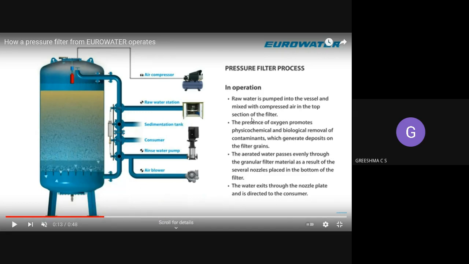Okay, so first the raw water will be mixed with compressed air. After that, the presence of the oxygen will promote the physiochemical and the biological removal of the contaminants which generate deposits on the filter grains. Because of the presence of this oxygen, the biological and physiochemical removal of the contaminants will improve.